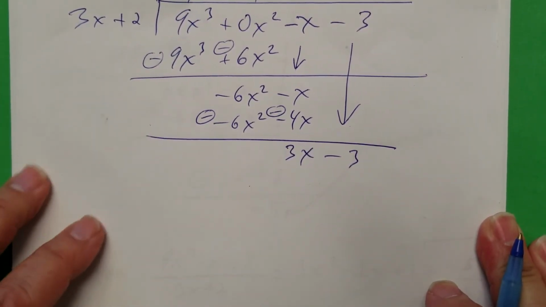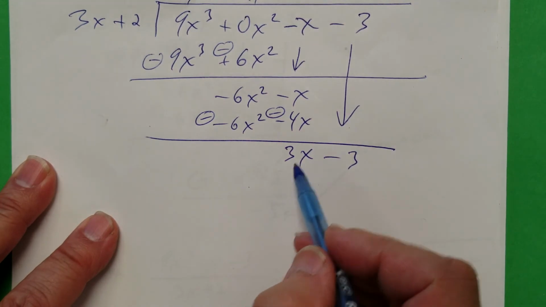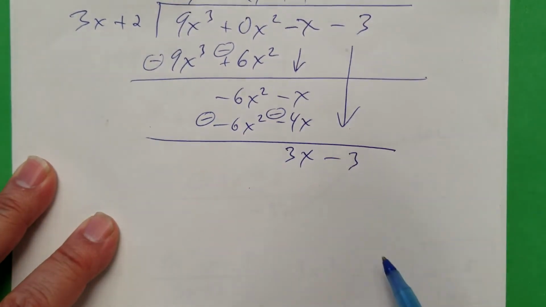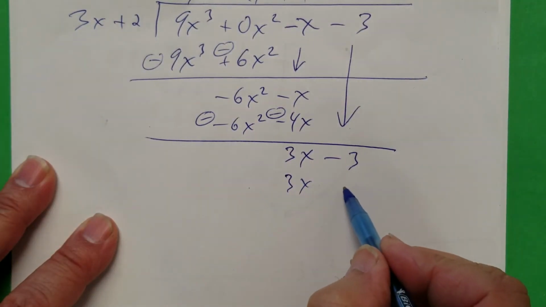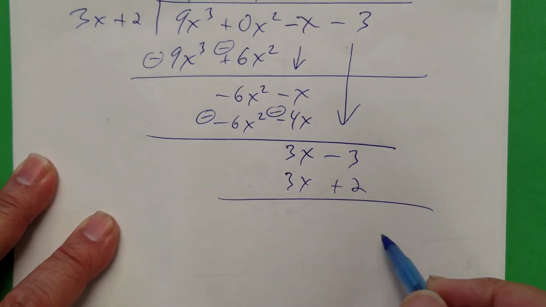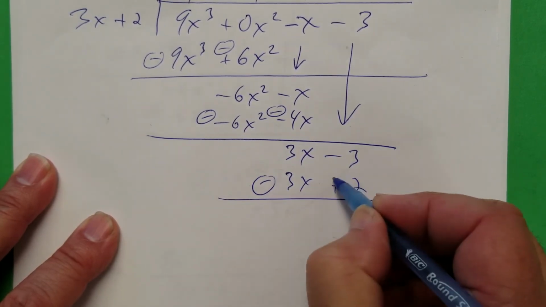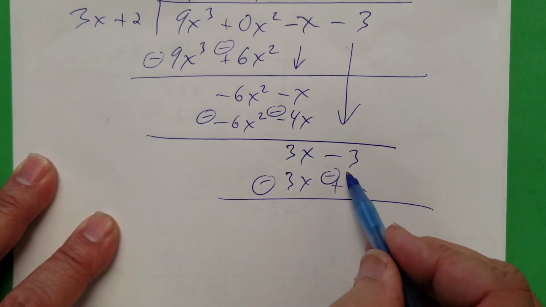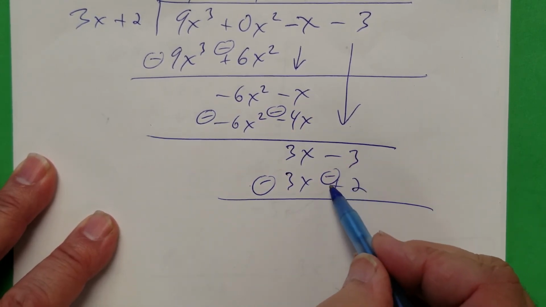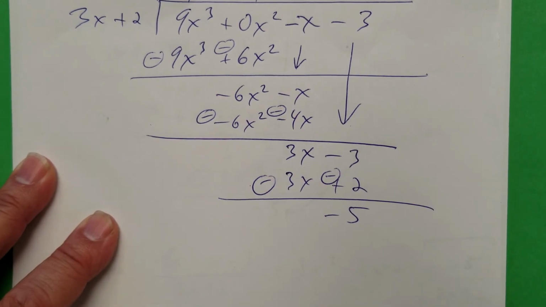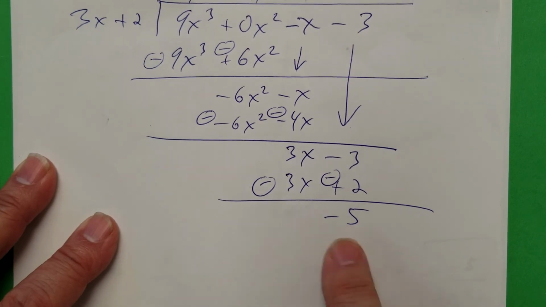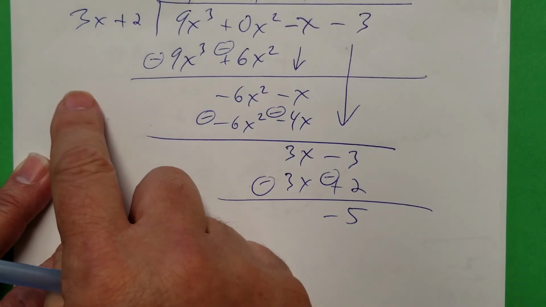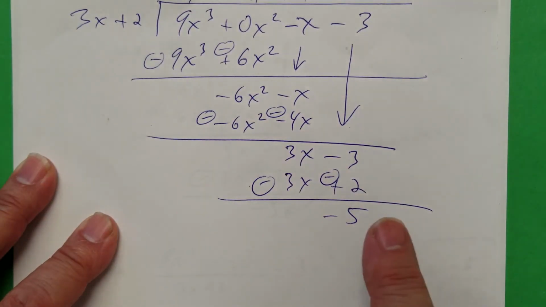One more time. 3x into 3x is 1, positive. 1 times 3x is 3x, we expected that. 1 times 2 is positive 2. Subtract, remember to subtract. That goes away. Negative 3 minus 2 is negative 5. There's nothing else to bring down. This is not 0, so what do we do with this? This is a remainder. So the factors are this and this, but there's a remainder.